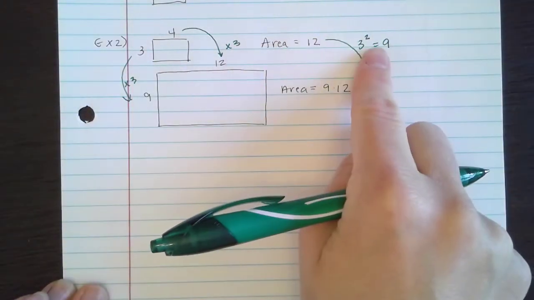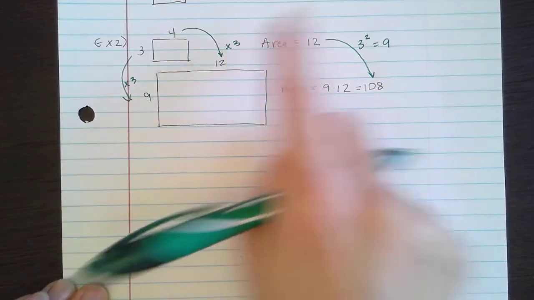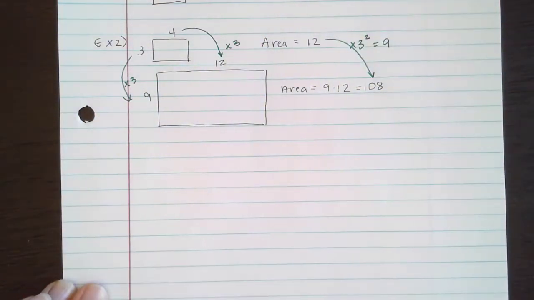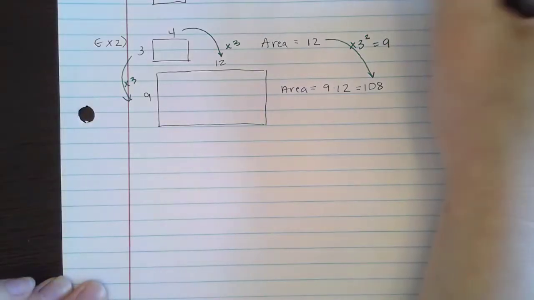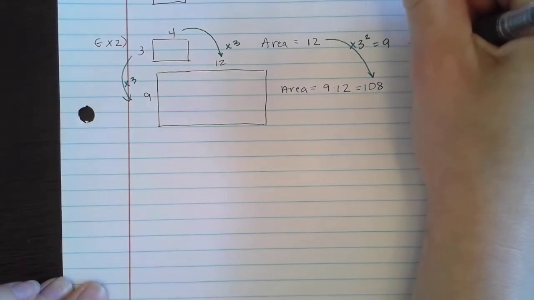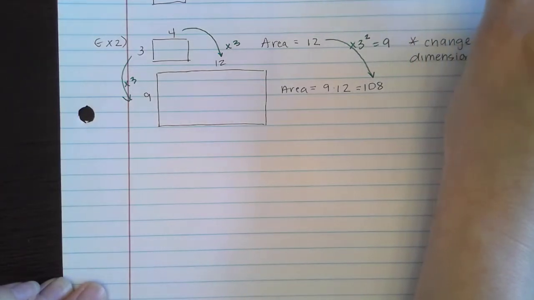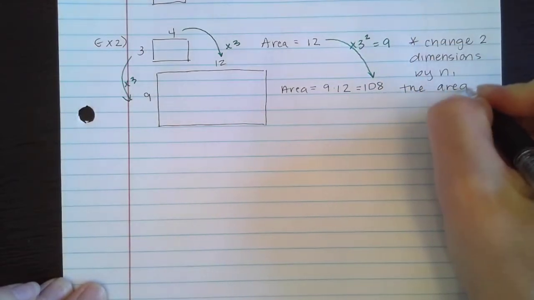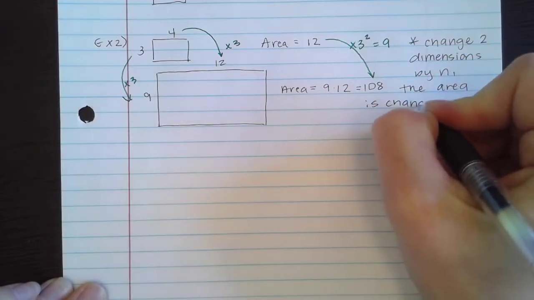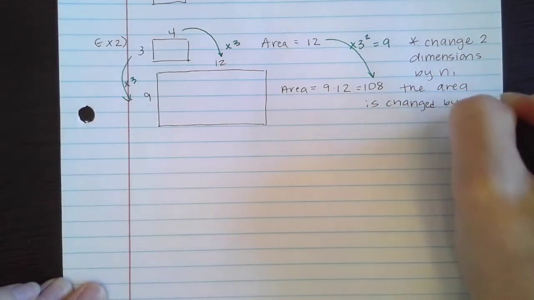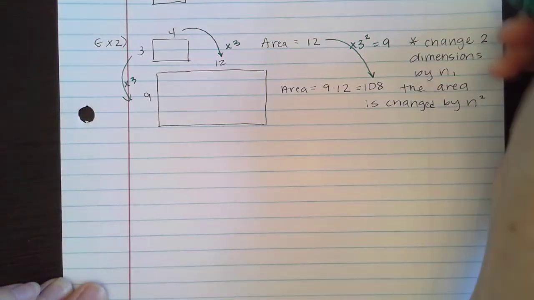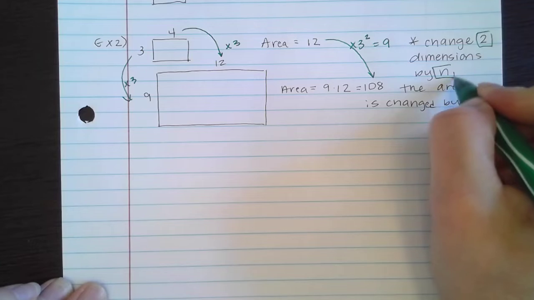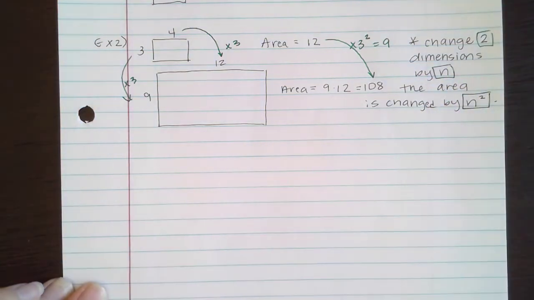But I want you to see the relationship of multiplying by 3 and multiplying by 3 squared, or multiplying by 9. So we're going to come out with our second takeaway for today, which is if you change 2 dimensions by n, the area is changed by n squared. So if you change both of them by n, then you're going to change it by n squared. So those are kind of your big two takeaways.